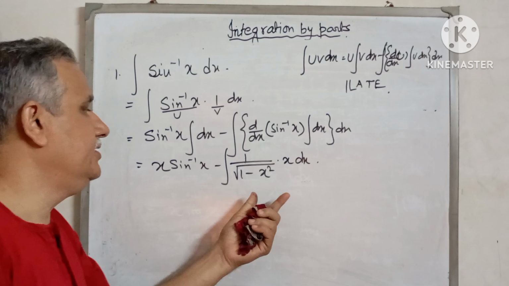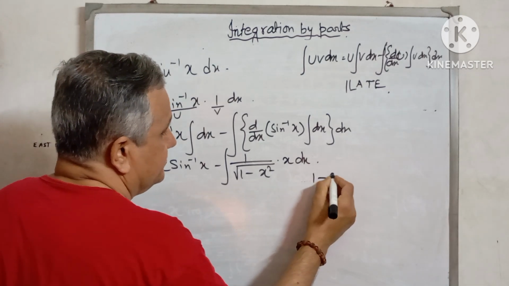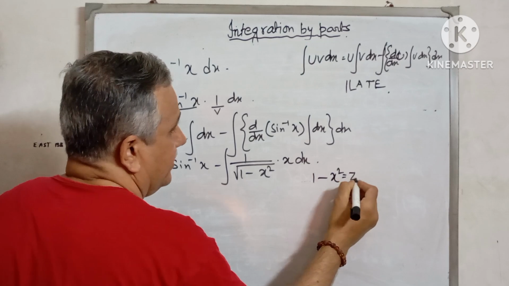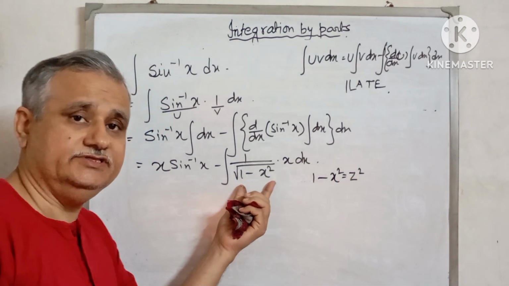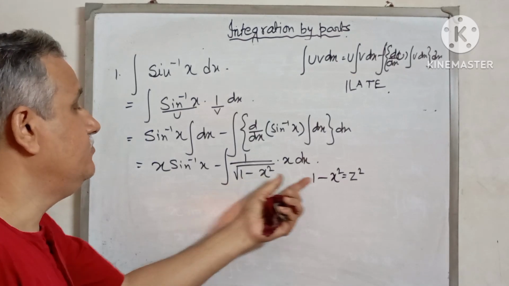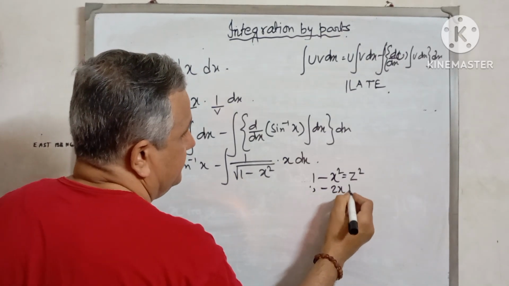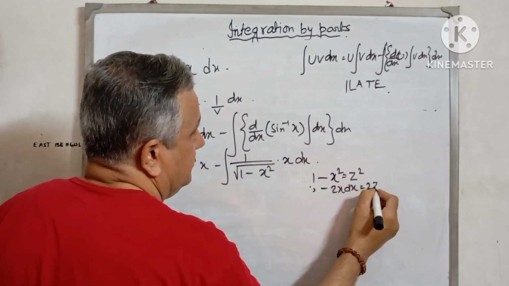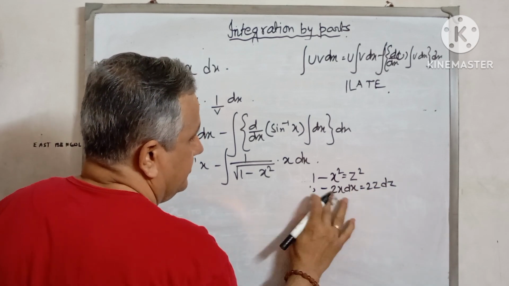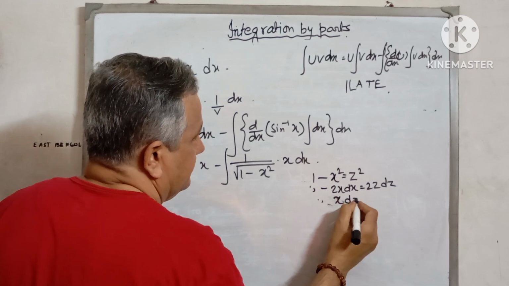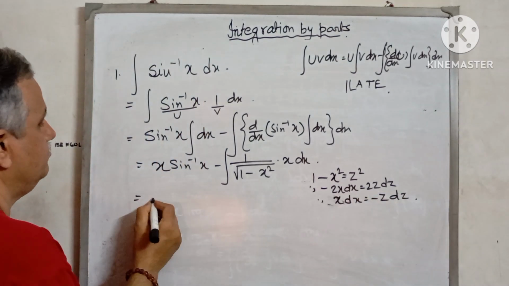How to solve? We are going to solve this part by the method of substitution. We take 1 minus x square as z square. So minus 2x dx is 2z dz, or x dx equals minus z dz. Now put it here.